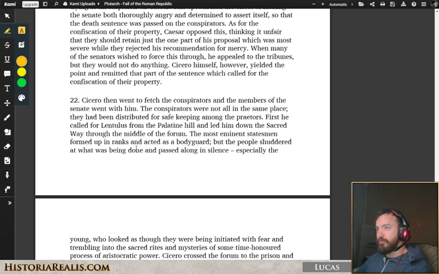Plutarch, Life of Cicero. Cicero then went to fetch the conspirators, and the members of the Senate went with him. This is some repetitive music. Not a fan of the soundtrack for this.